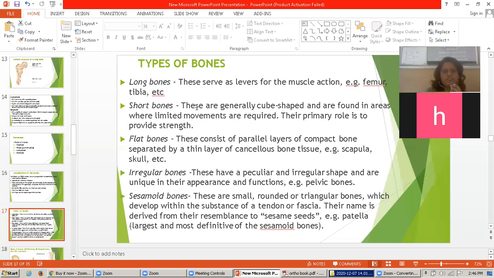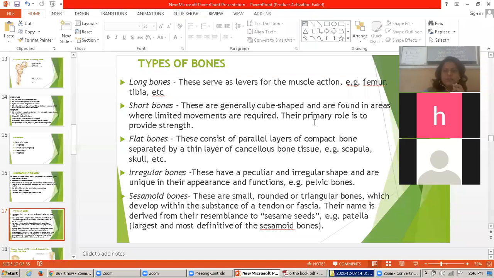Then short bones. Short bones are generally cube-shaped and are found in the areas where limited movement is required, and their primary role is to provide strength. So the short bones provide strength to the body.